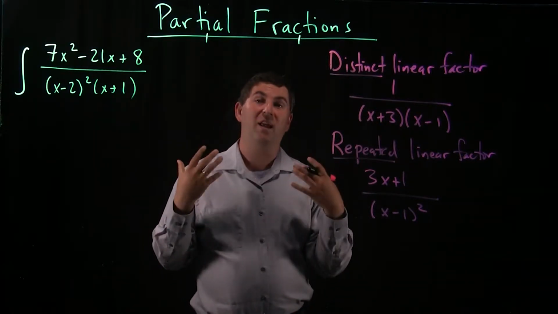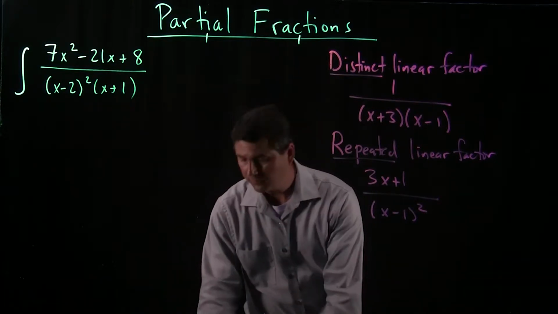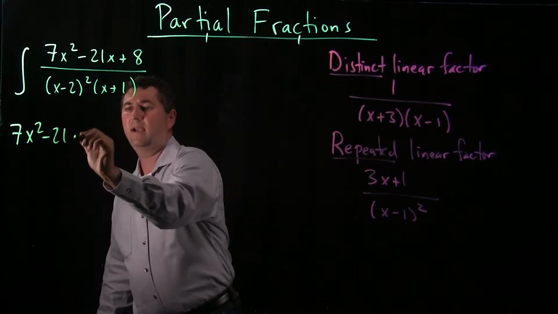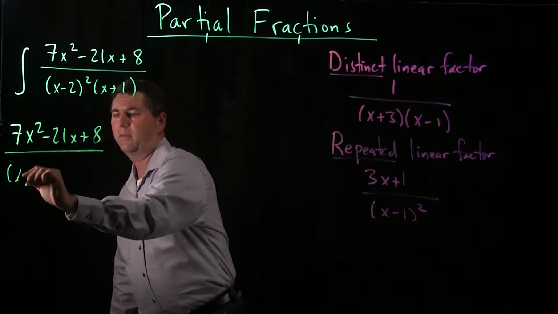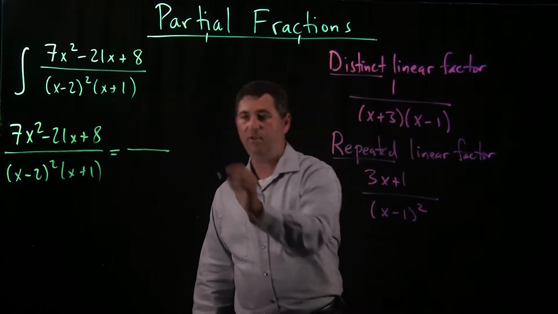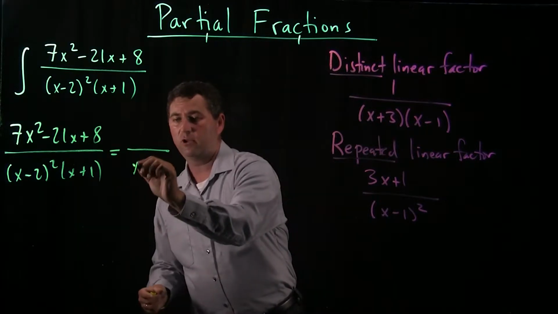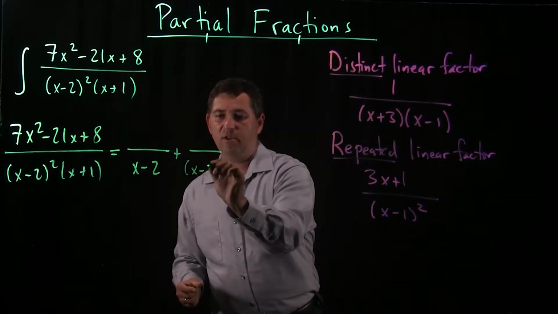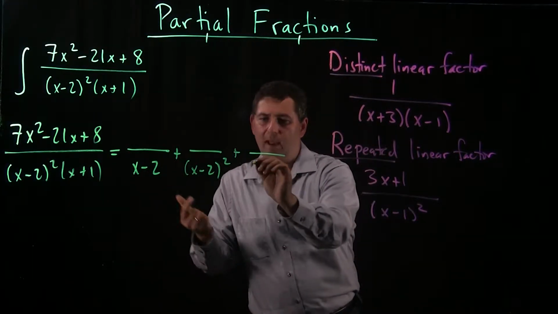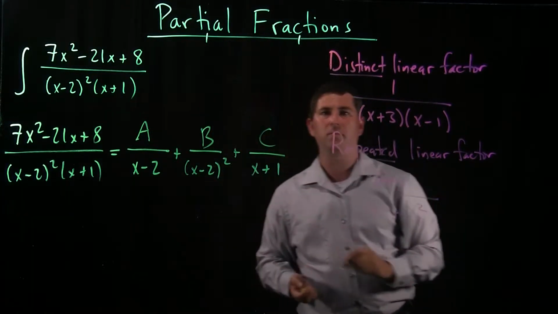The answer is you do it in the most naive way possible, and it works. How do we know it works? There's a theorem for that too. The theorem tells us that I can decompose 7x squared minus 21x plus 8 over x minus 2 squared times x plus 1 into 3 fractions. The first one, we just follow the repetition pattern. I first write x minus 2 to the first, then I write x minus 2 squared. And then for this other linear factor, I just handle it like normal, plus x plus 1. And again, there will be 3 constant terms, A, B, and C.